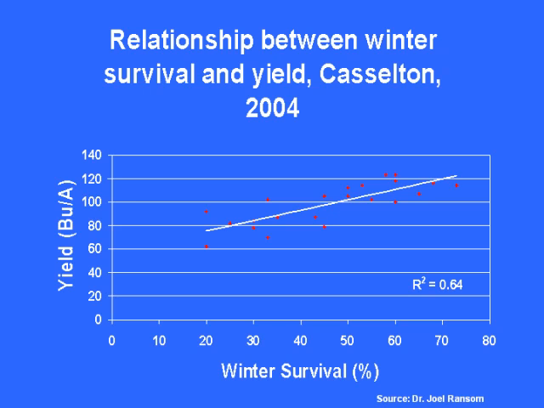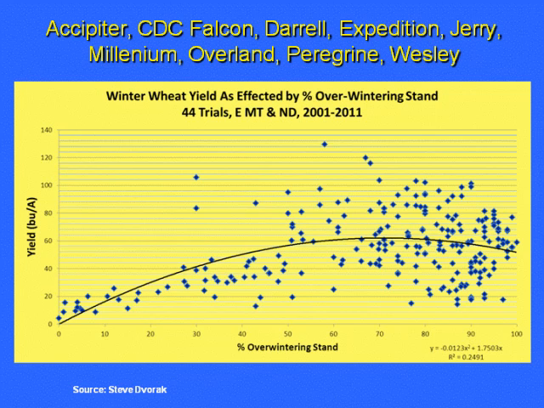And just note here that down here at 30% of our targeted stand, we still were able to get 80 bushel yields. So an indication that winter wheat does have the capacity to fill in the missing spots.